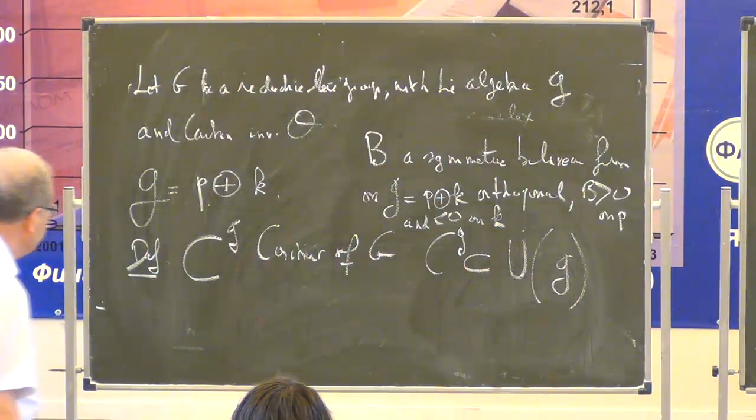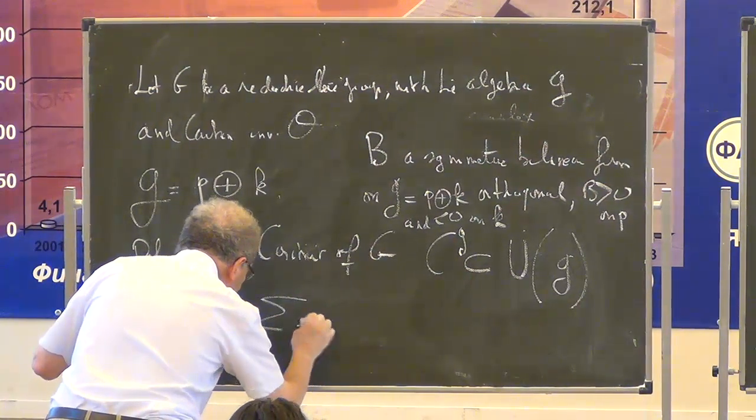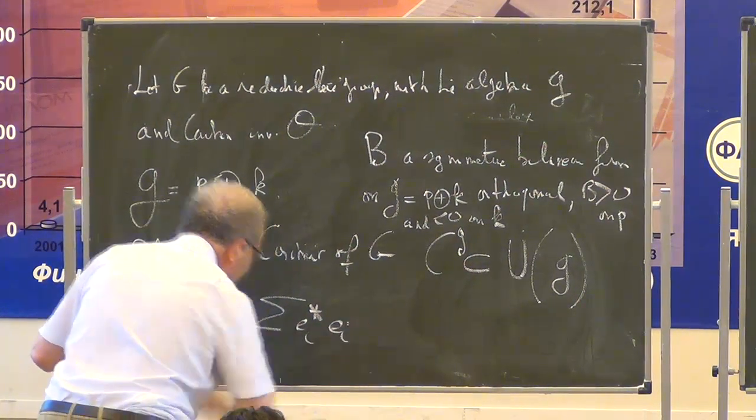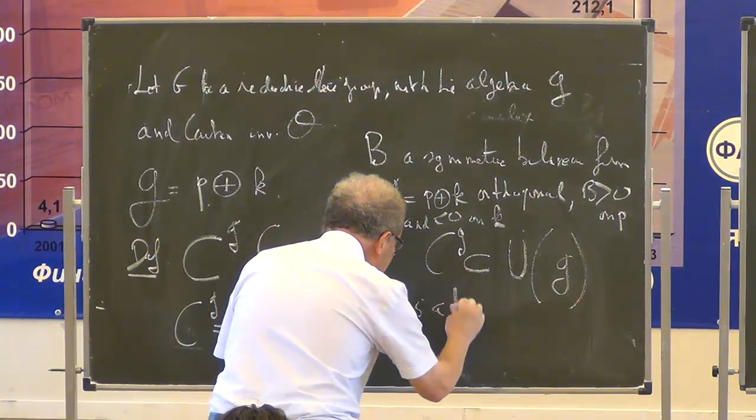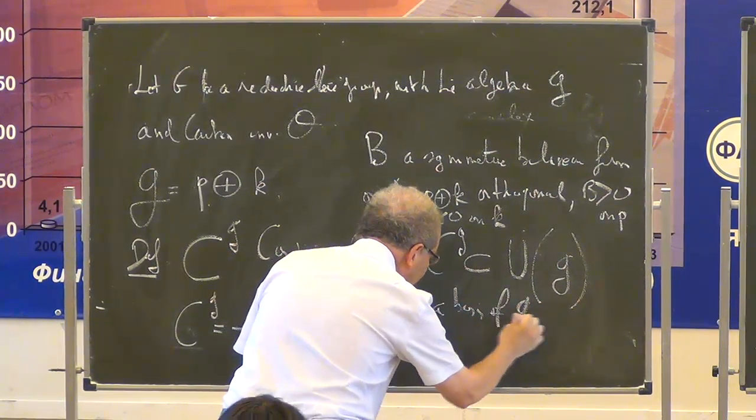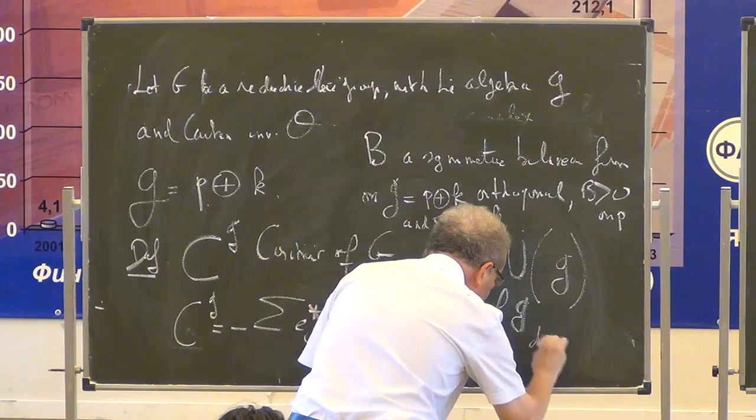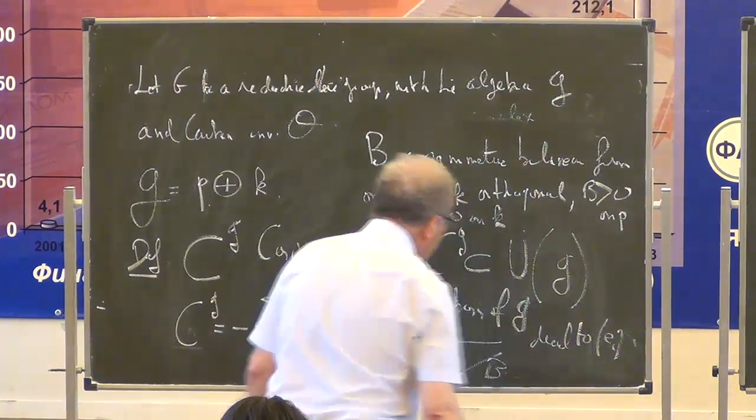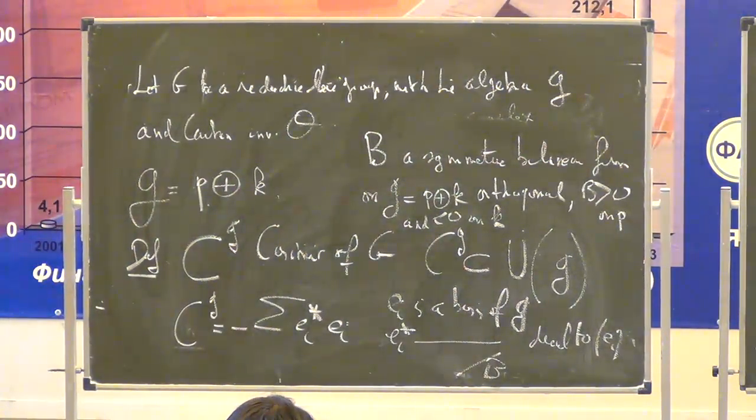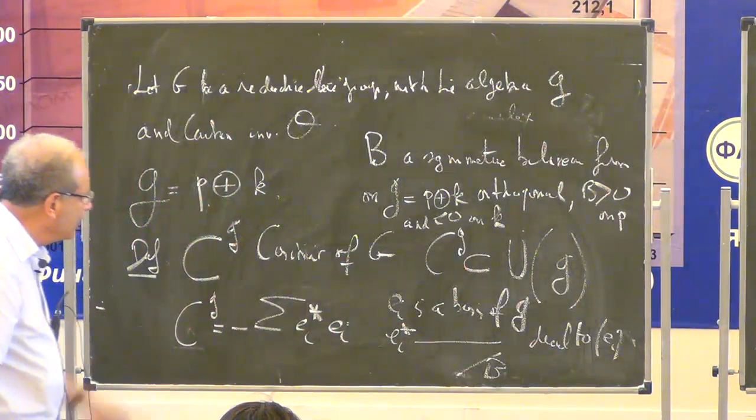So what is the Casimir? The Casimir is given by the sum of e_i star e_i, where e_i is a basis of the Lie algebra g, and e_i star is the basis of g dual to the basis e_i with respect to the bilinear form B. If you have a non-degenerate bilinear form and a basis, you can define the dual basis with respect to the form B. So this is the definition of the Casimir.